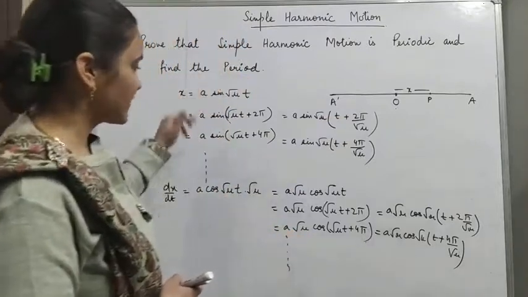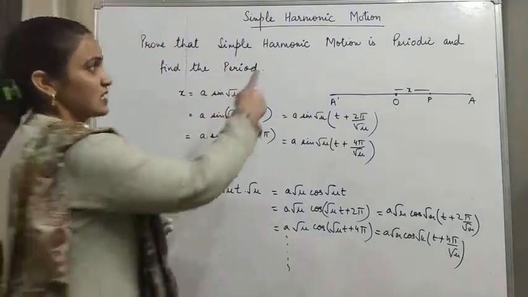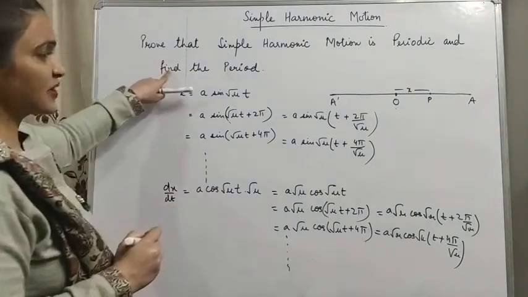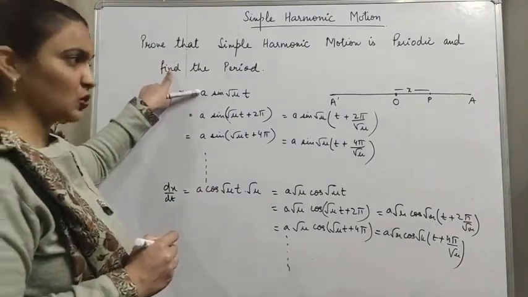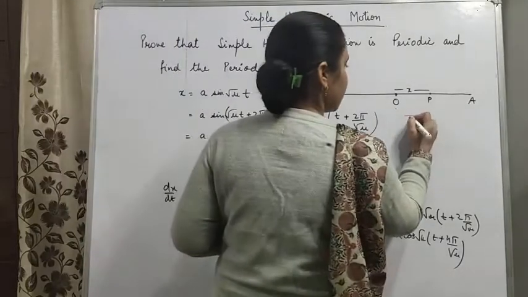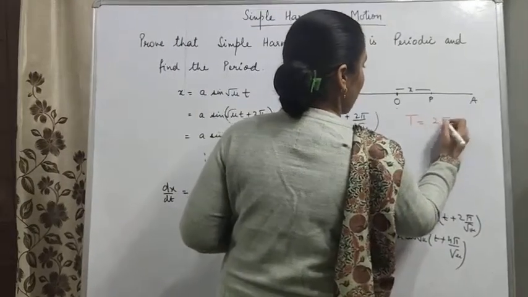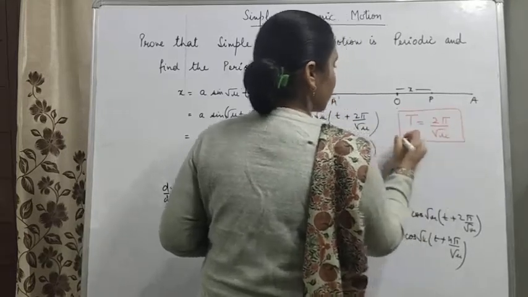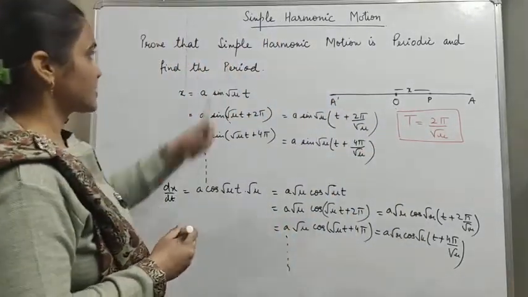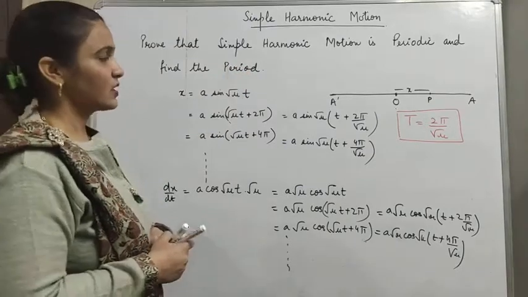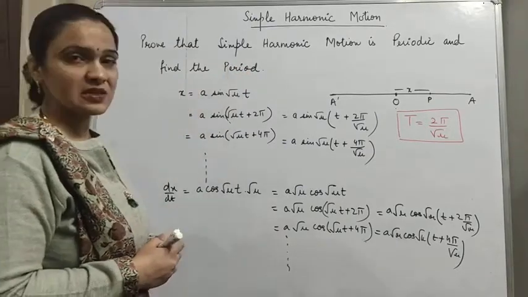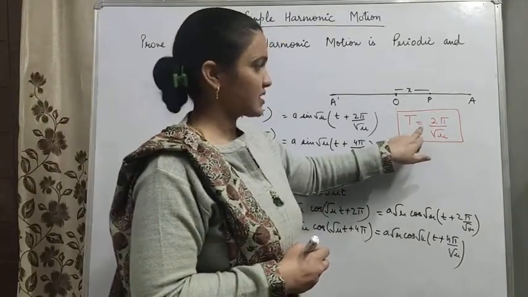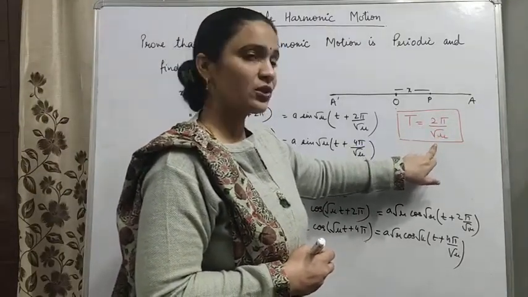So from this we conclude that simple harmonic motion is a periodic motion and the time period is 2π/√μ. So the time period T is equal to 2π/√μ. This is the time period of the simple harmonic motion. When a particle is moving in simple harmonic motion, the time period is given by T equal to 2π upon under the root μ.